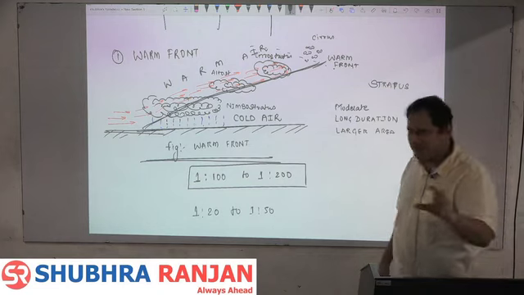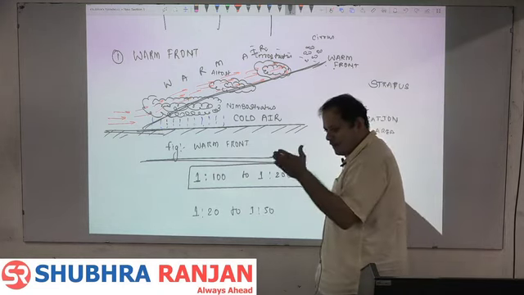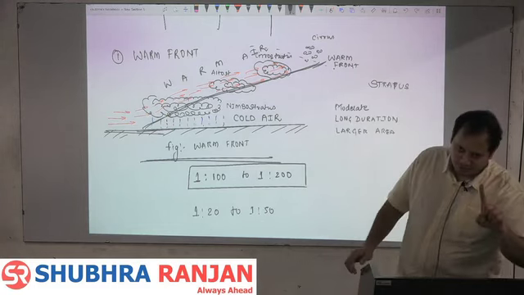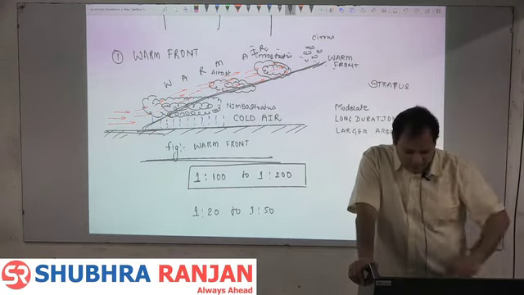क्योंकि cold front के समय there is cumulonimbus cloud. So whenever there is a cumulonimbus cloud, you cannot see what is there in the sky. So it is only warm front. Next.